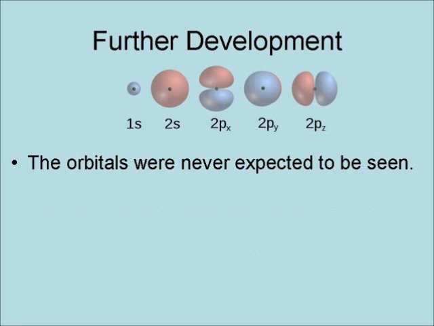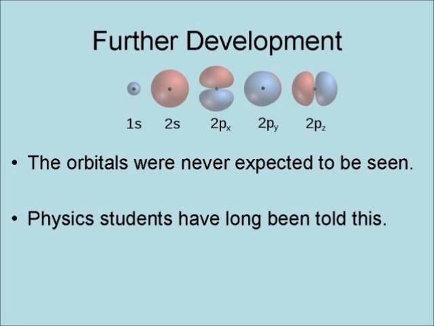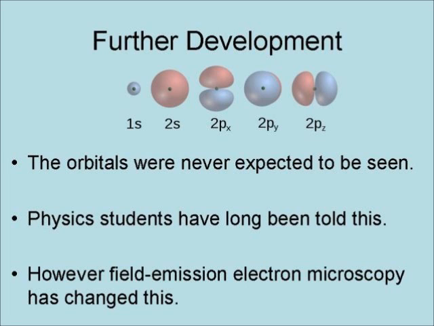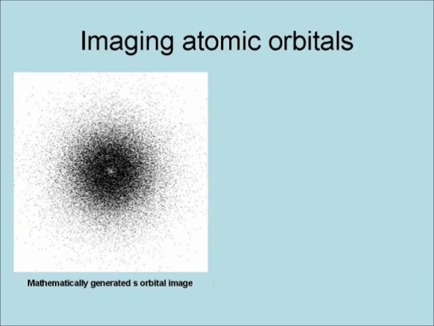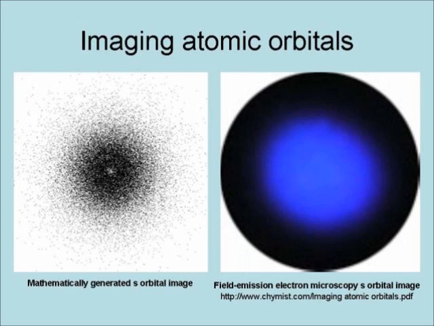The orbitals were never expected to be seen. Physics students have long been told this. However, field emission electron microscopy has changed this. Here is a mathematically generated s orbital image. Here is a field emission electron microscopy s orbital image.